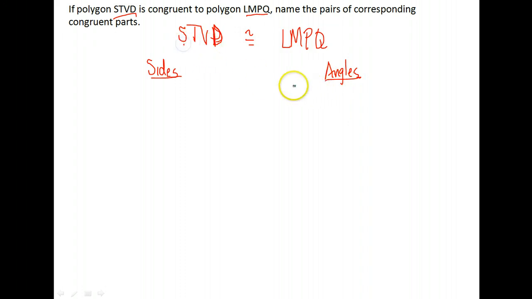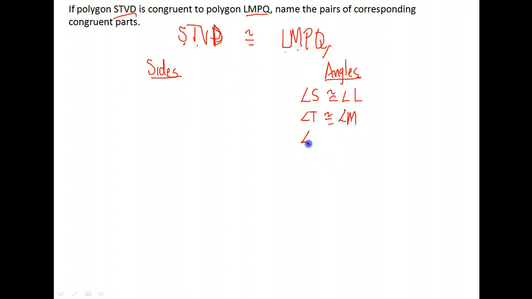So here, let's start. Angle S from this figure would have to be congruent to angle what? Well, S came first in this one's name, so it must correspond to the first letter in this name, L. Angle T should be congruent to what? Well, angle T was second in this one's name. It should correspond to the second in this one's name, which was M.